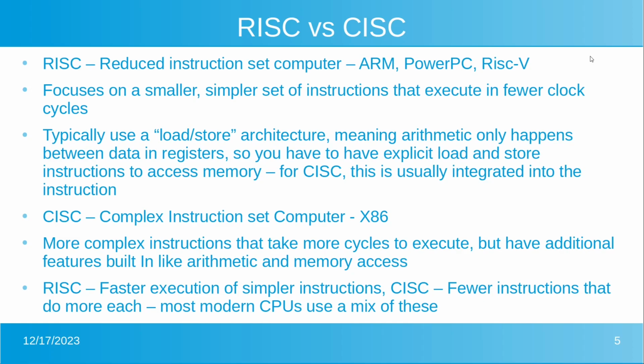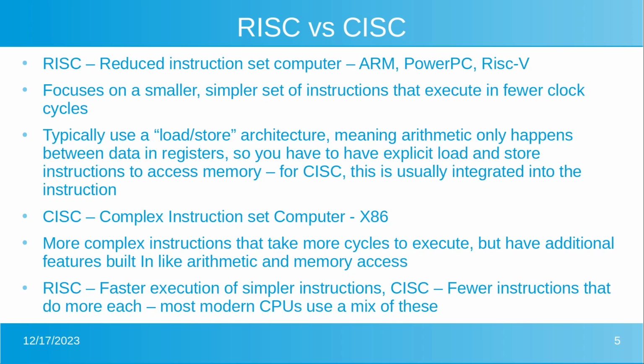RISC stands for Reduced Instruction Set Computer. Some examples of RISC architectures are ARM, PowerPC from IBM, which was actually used in the very early iMacs, as well as the Xbox 360, Nintendo GameCube, and Nintendo Wii, which is pretty cool. And then, of course, RISC-V, which is the up-and-comer. Now, RISC architectures focus on smaller, simpler instructions that execute in fewer clock cycles. That's the key there, it takes fewer clock cycles to complete these operations.